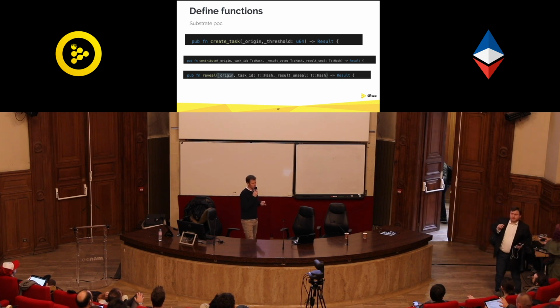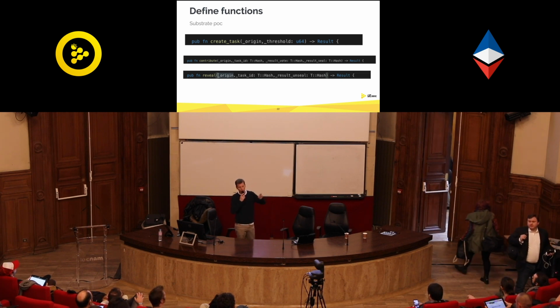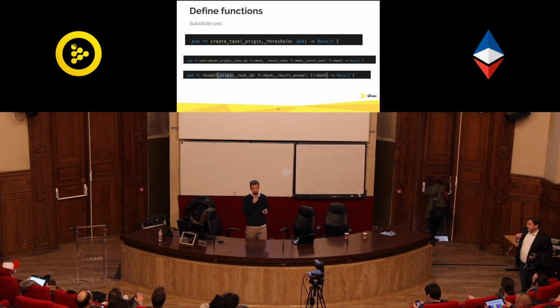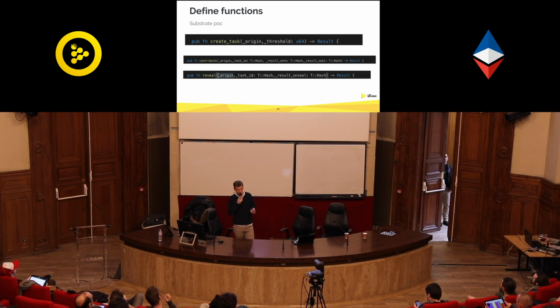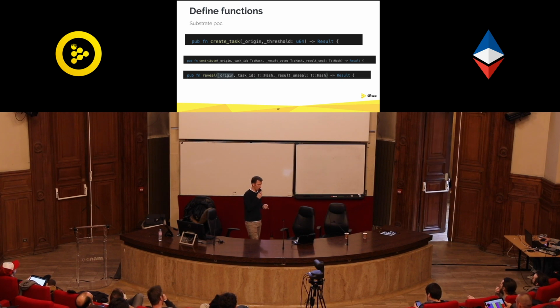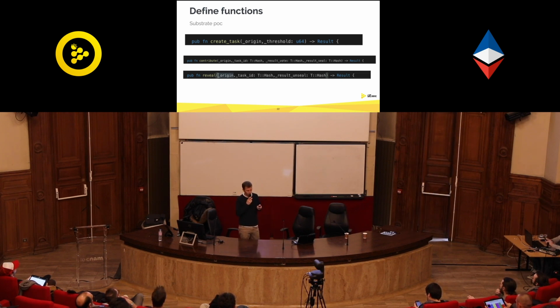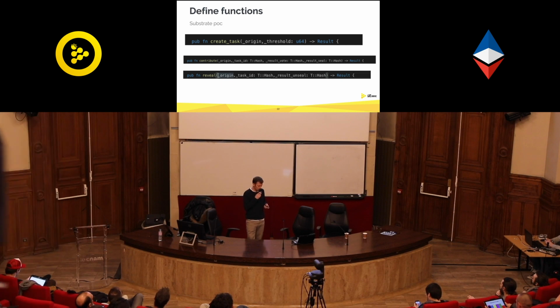And like in a smart contract, you have functions you can call. Here you define your functions that can be called by wallets. And here there is a function to create a task definition, and then to contribute on those tasks and to reveal on those tasks.